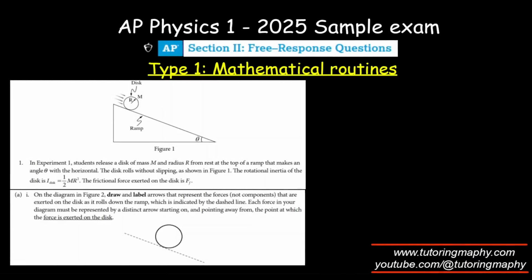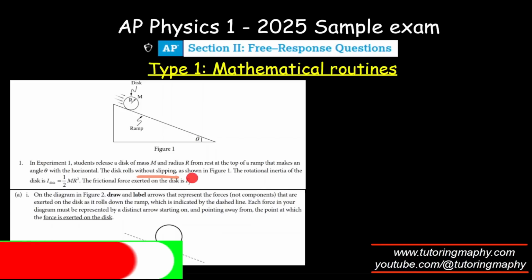All right, let's talk about this first FRQ. It's on rotation. In an experiment, students release a disk of mass m and radius r from, let's say, the top of a ramp that makes an angle theta with the horizontal. The disk rolls without slipping. That's very important information.